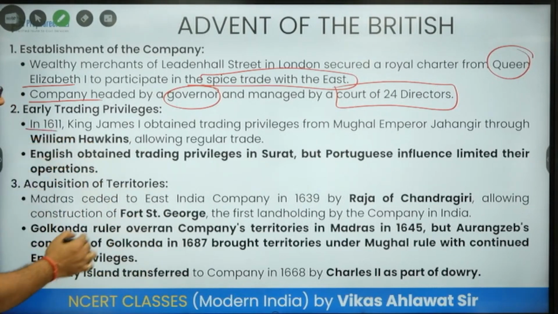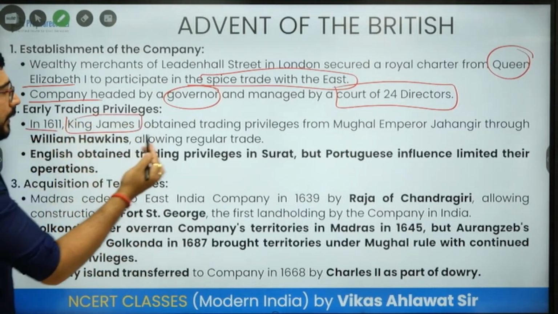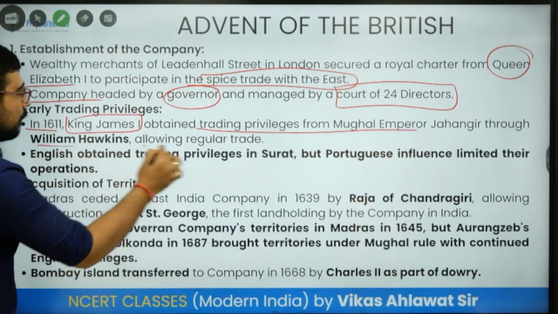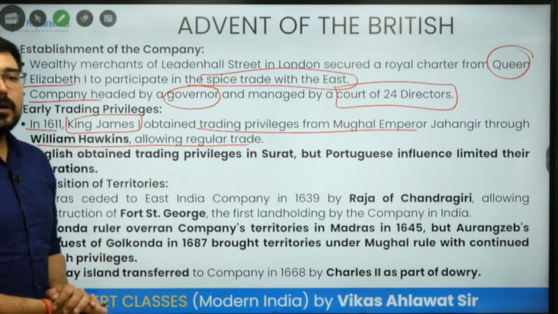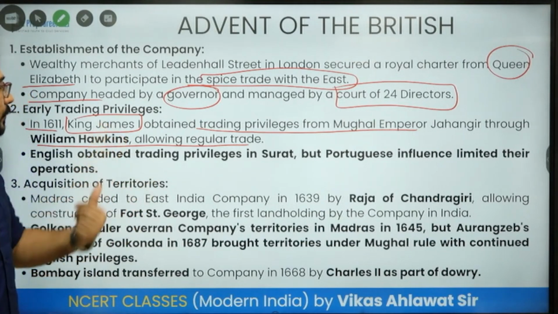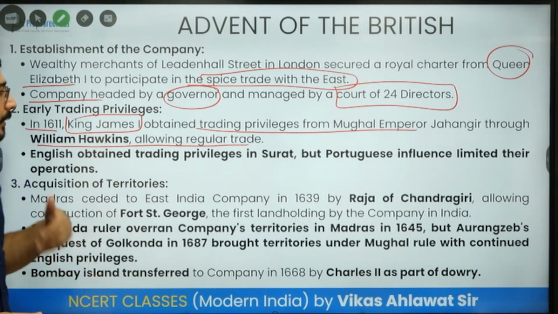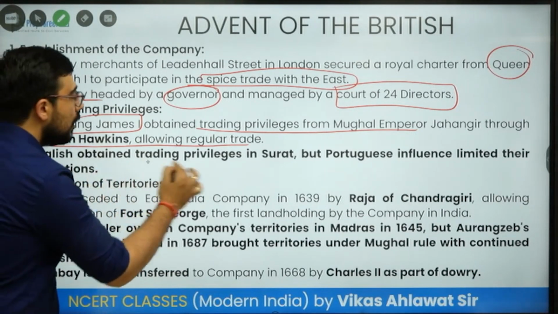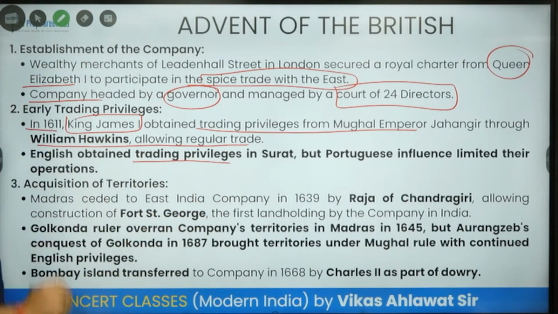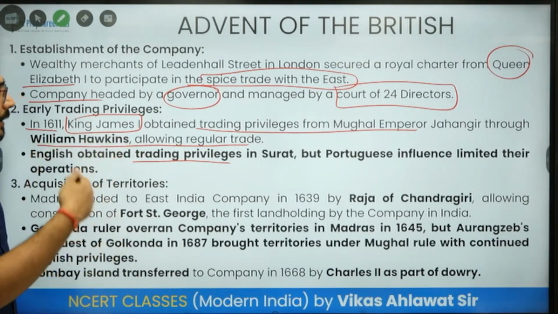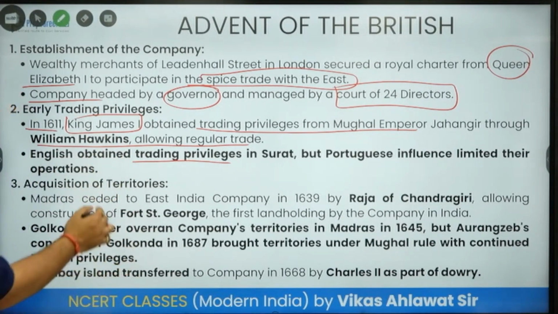In 1611, King James I obtained trading privileges from Mughal Emperor Jahangir through William Hawkins, allowing regular trade. So two important personalities came to the court of the Mughals. The first one was William Hawkins, but the major changes came by the time of Sir Thomas Roe. Sir Thomas Roe was able to obtain more trading privileges than William Hawkins. So there are two people. William Hawkins came in 1608 and by 1611 came Thomas Roe.